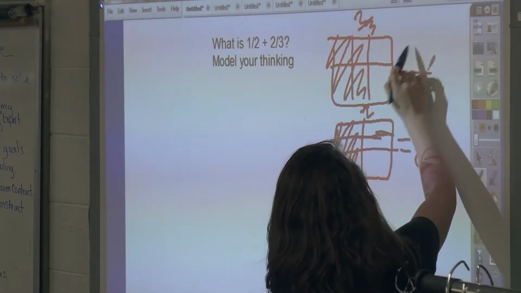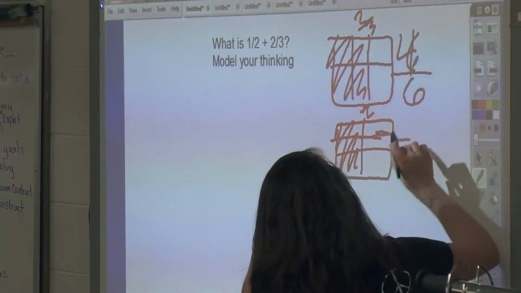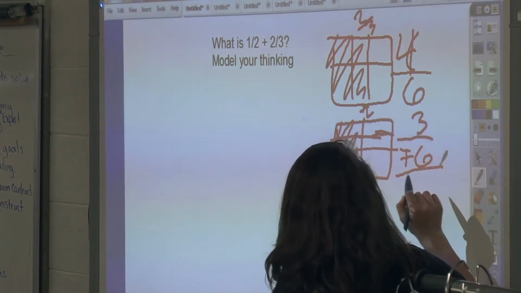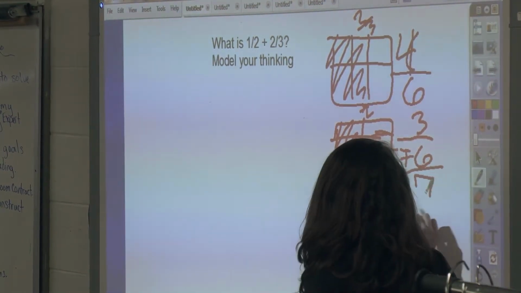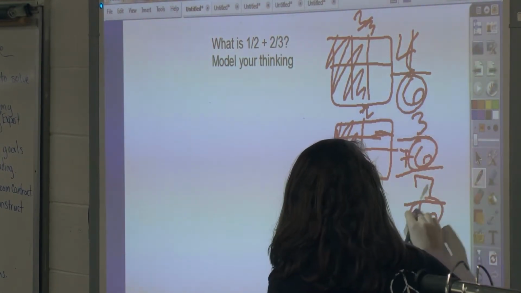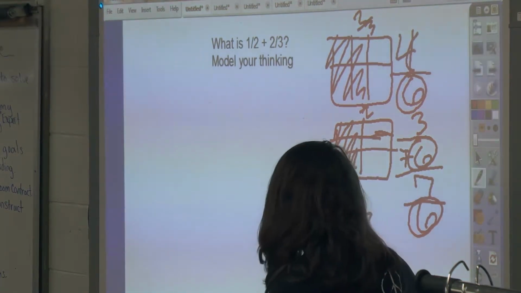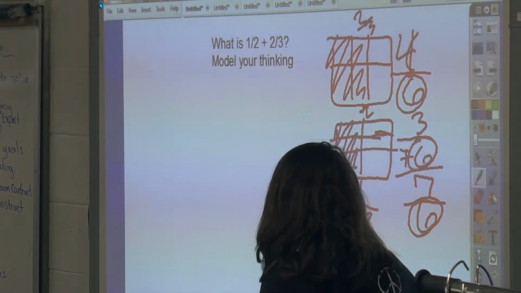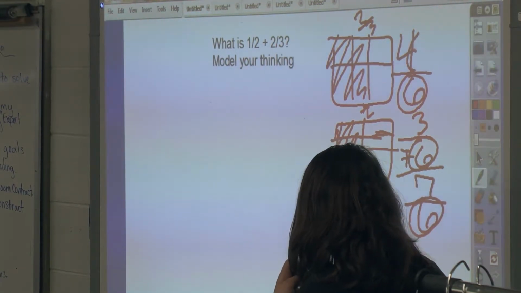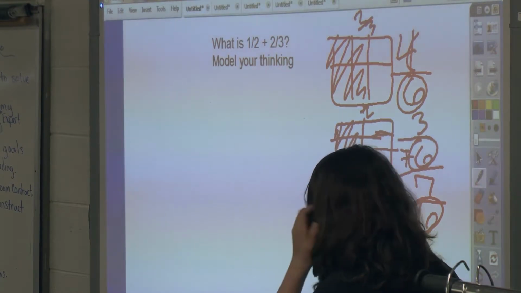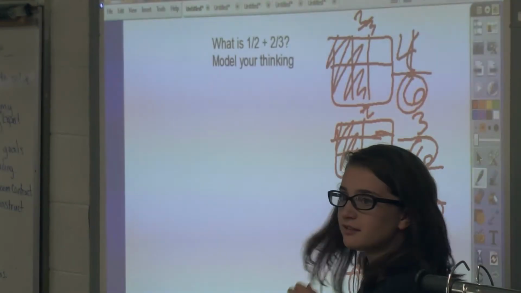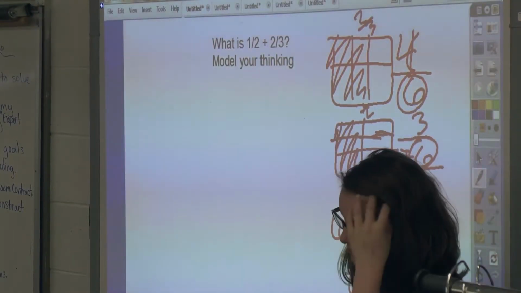And this one represents 4/6, and this one represents 3/6. If you add 4 plus 3 equals 7, and then your denominator stays the same. And then you go 7 divided by 6, 1. Bring your 6 down, that equals 1, and then that becomes 1/6. So what is your answer would be 1/6. Any questions or comments? Brian?